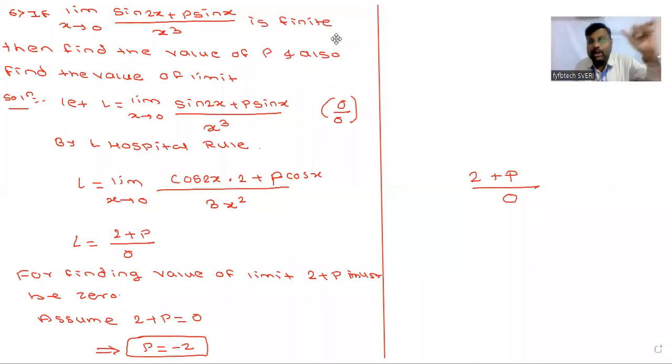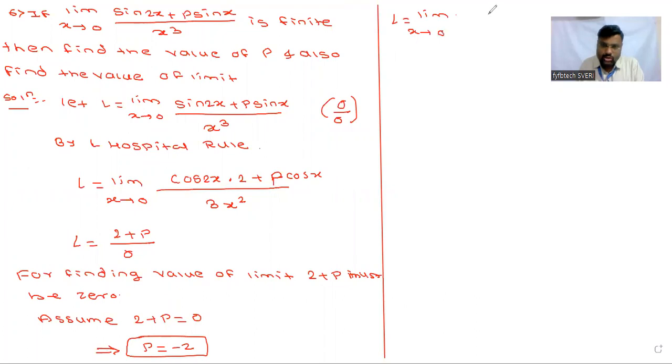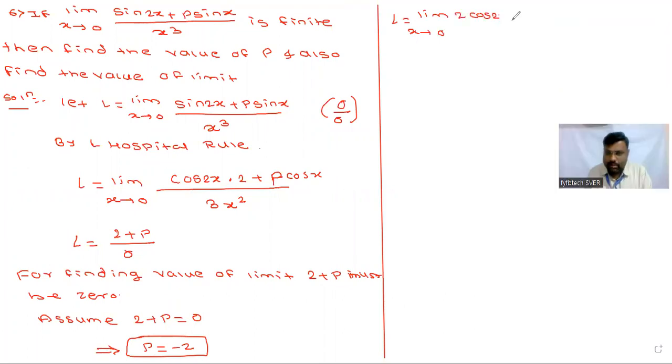Also find value of limit. So here we put L equal to limit x tends to 0 of (2 cos 2x − 2 cos x) divided by 3x square. Now we got that this is 0 by 0 form.